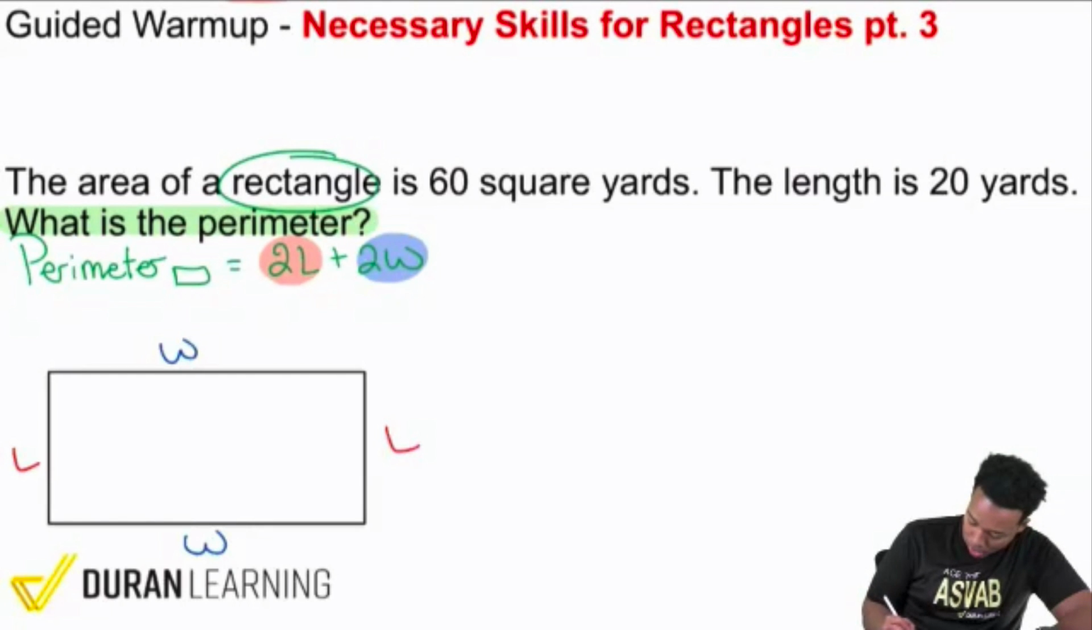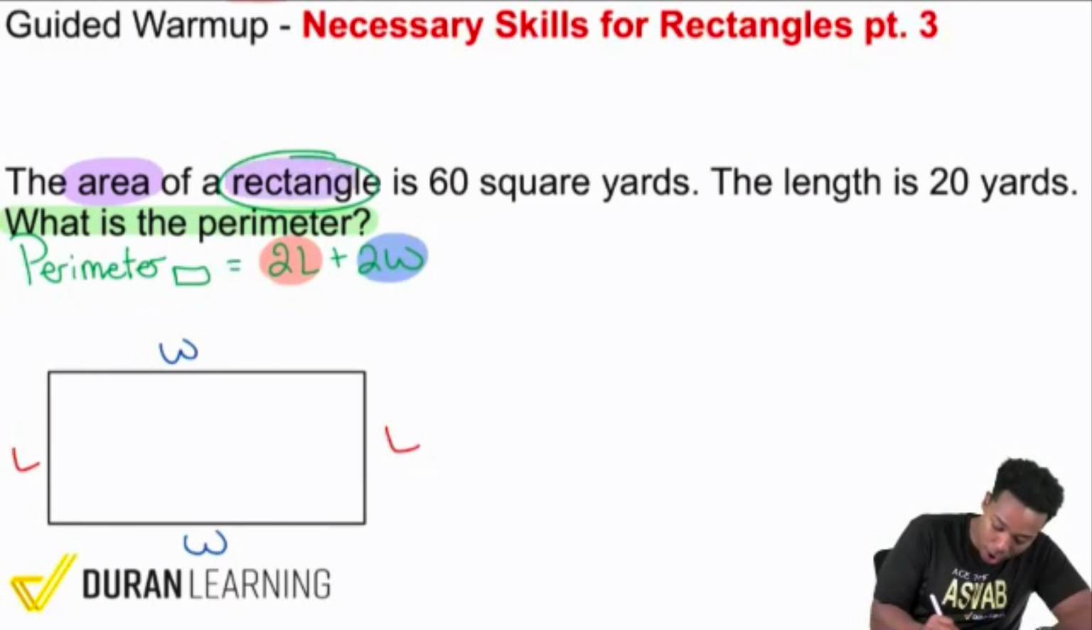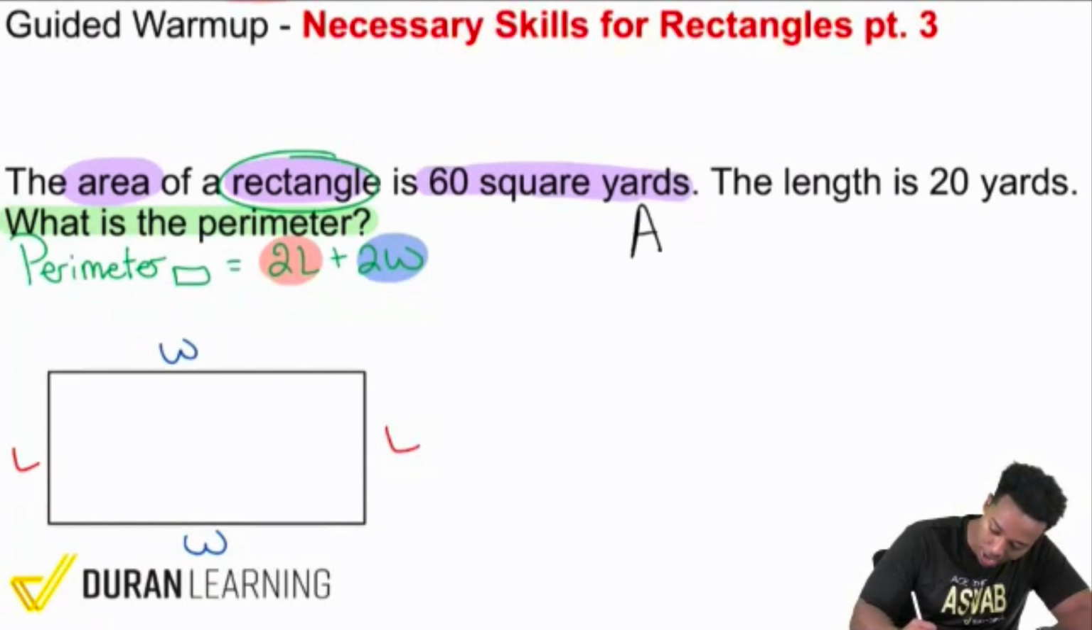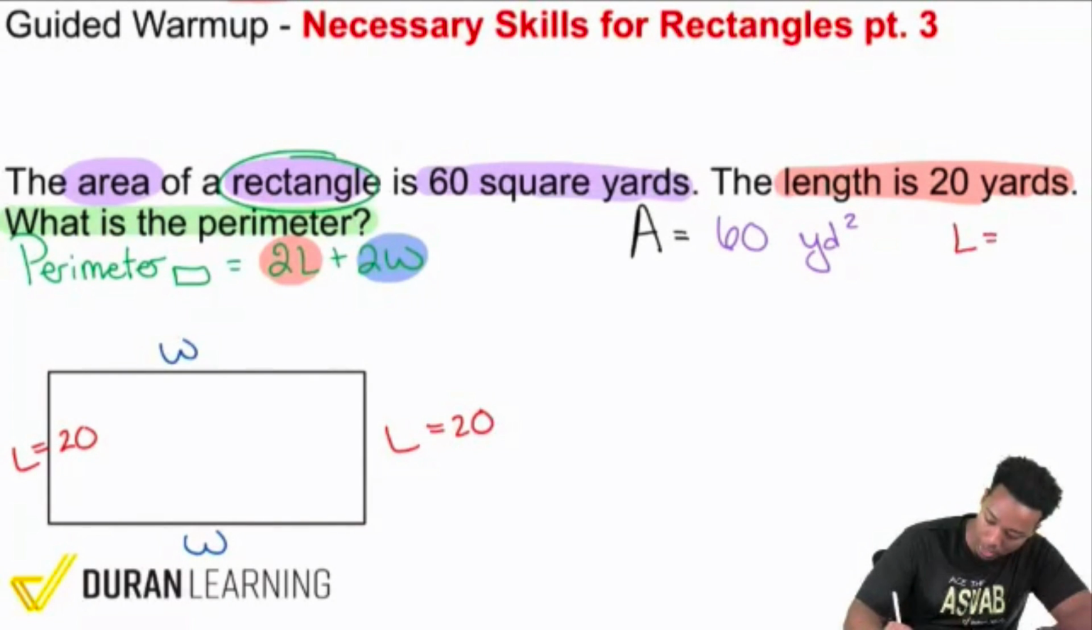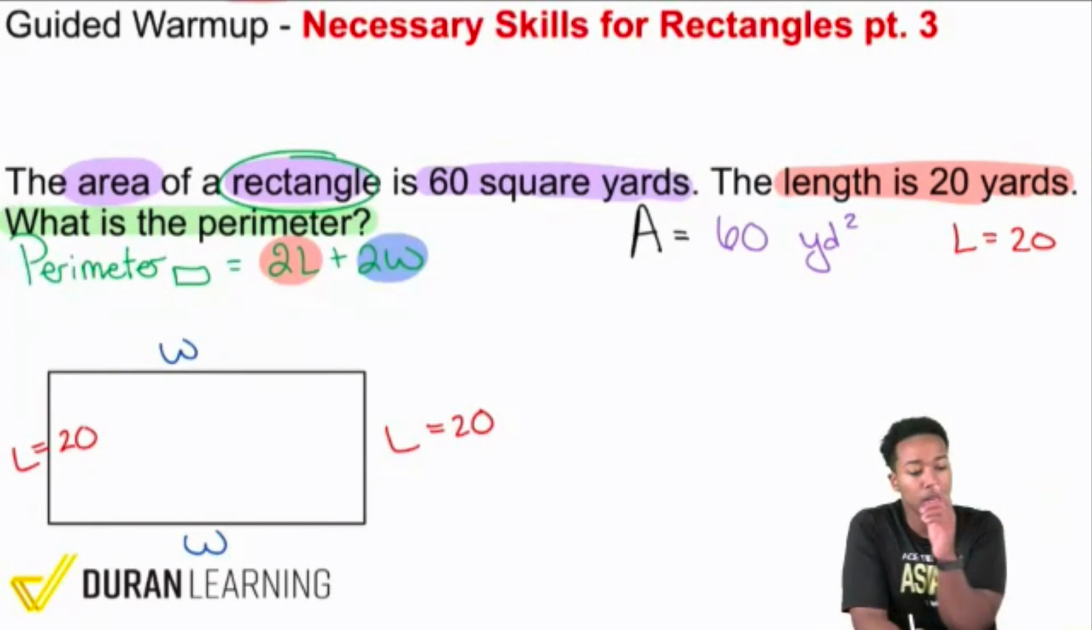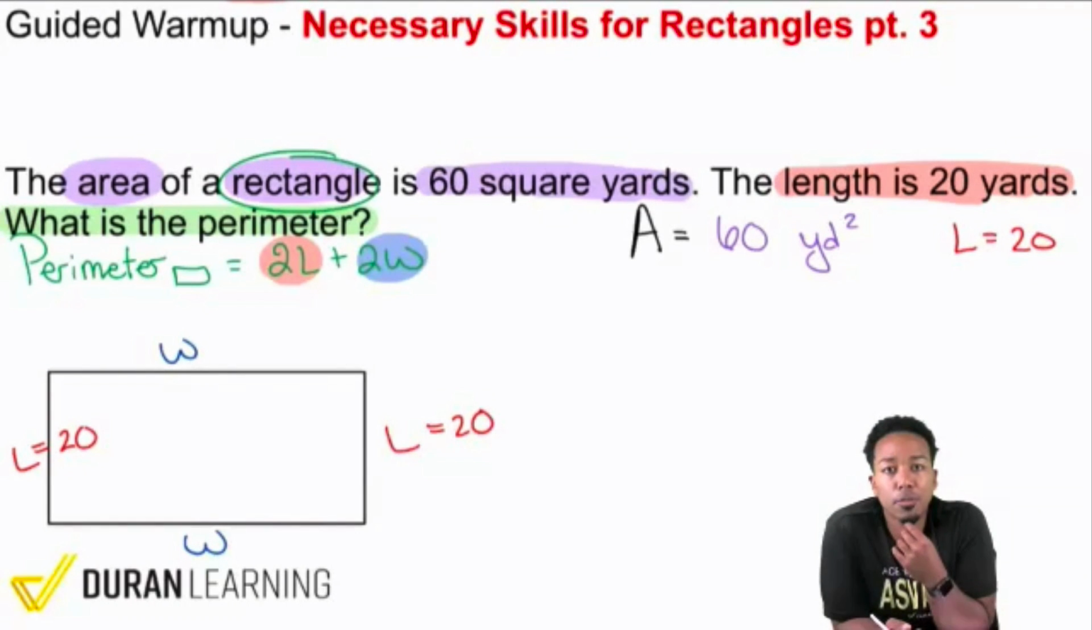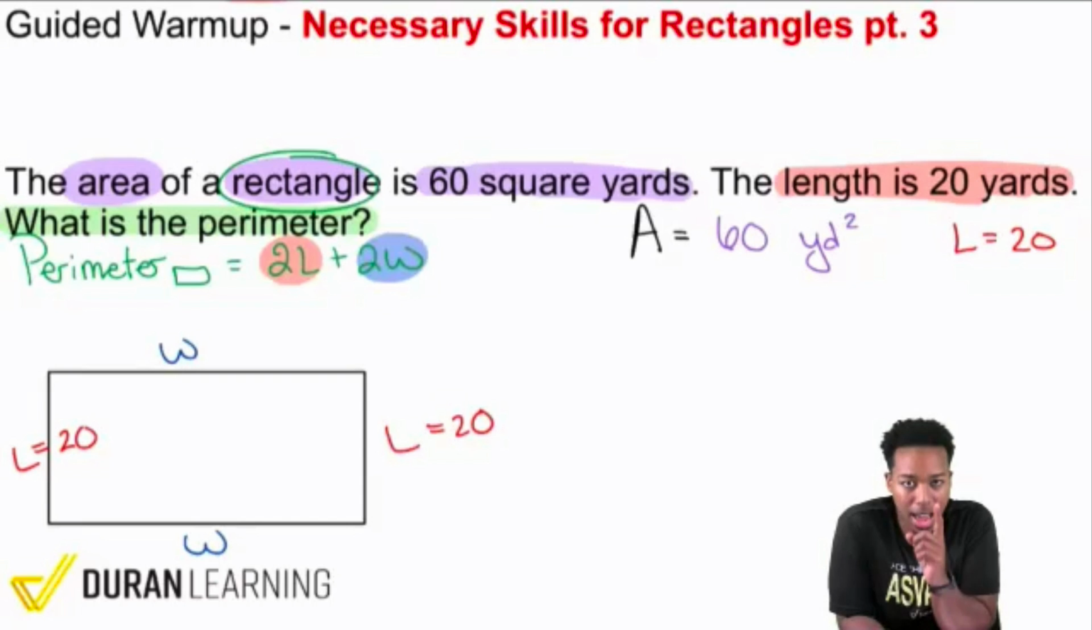Let me use purple. The area of said rectangle, 60 square yards. So remember that the area is 60 square yards. And we also have, oh, look at that. The length is 20. So they give you the length equals 20. Everybody, we have the length now. What piece of information do we need to solve this problem now? We have the length. What piece do we need to solve?